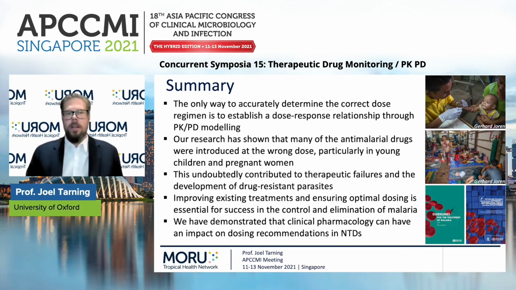And this has undoubtedly contributed to therapeutic failures and the development of drug-resistant parasites. So improving existing treatments and ensuring optimal dosing is essential for success in the control and elimination of malaria. And we have demonstrated that clinical pharmacology can have a real impact on dosing recommendations in neglected tropical diseases.